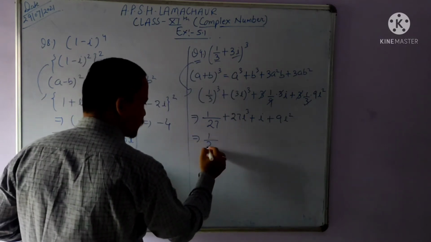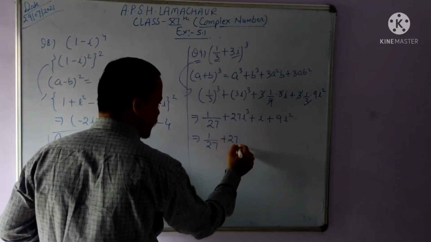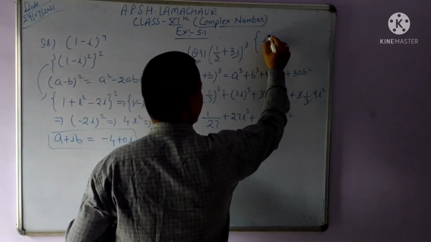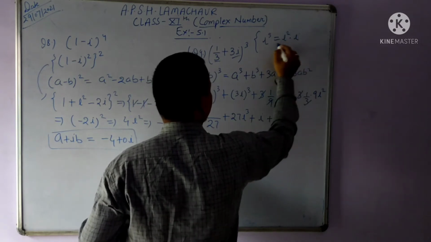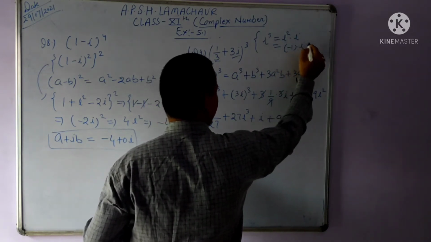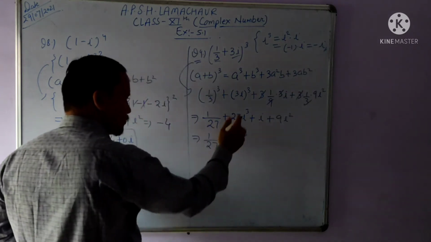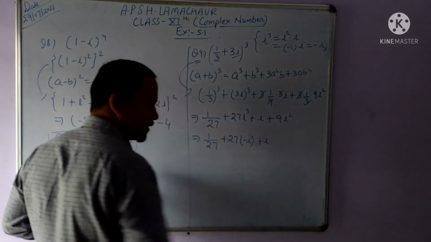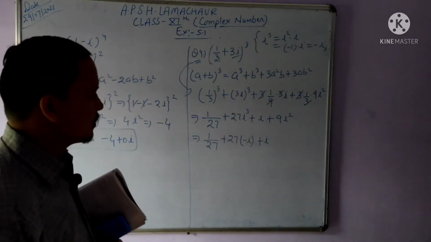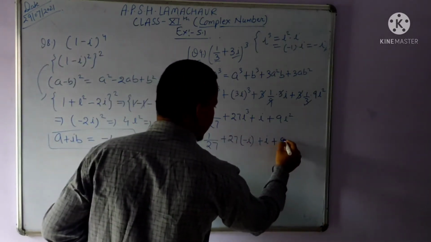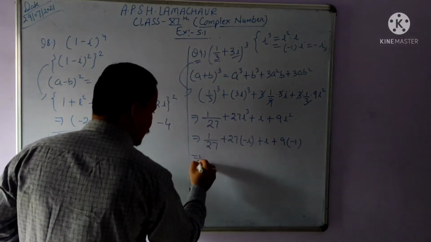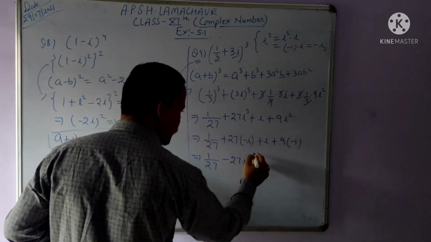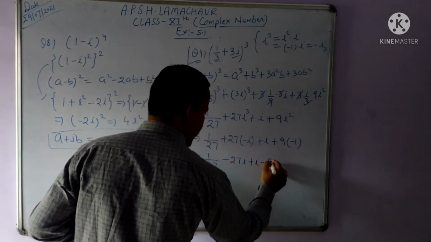So this will be 1 upon 27 plus 27 times, what is the value of iota cube? We can split iota cube as iota square into iota, so iota square is minus 1 into iota, so this will give you minus of iota. So this will be minus of iota plus iota, and this is iota square, the value of iota square is minus 1, so this will become 9 times minus of 1, so 1 upon 27, okay, minus 27 times iota, plus iota, and this will become minus of 9.